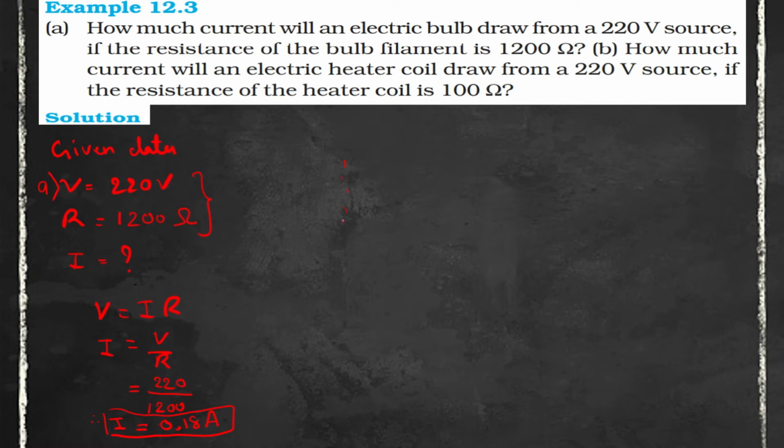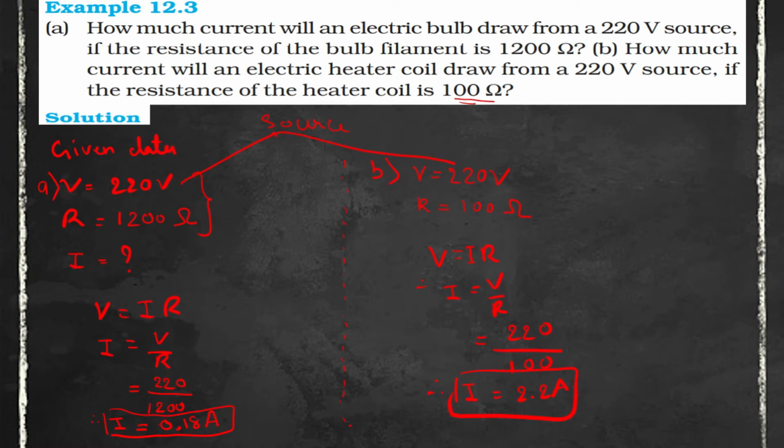Now let us discuss the answer of B. The given data for B is, here the source is the same, that is V is equal to 220 volt, but here the resistance in the coil will be 100 ohms, so R is equal to 100 ohms, and again we have to find the current drawn by the coil of the heater. Again we have to use the V is equal to IR formula. Here again we will make I the subject, so we will get I is equal to V by R. We substitute the values of V and R. So here we will get the value of I is equal to 2.2 ampere.